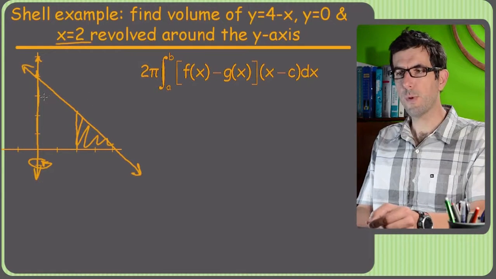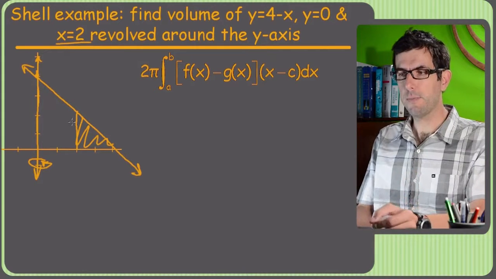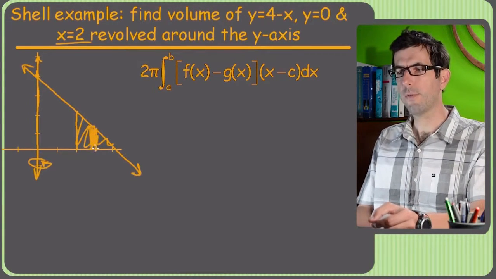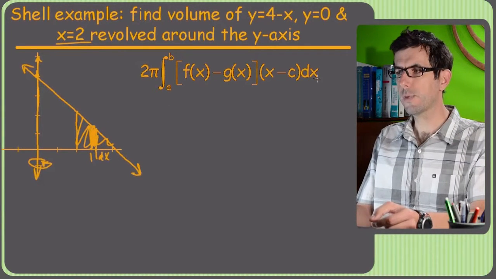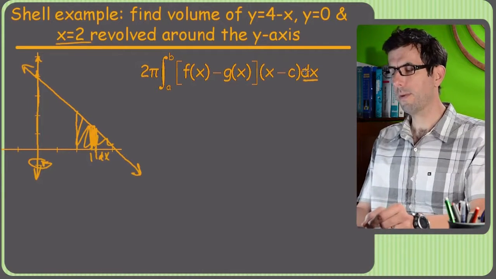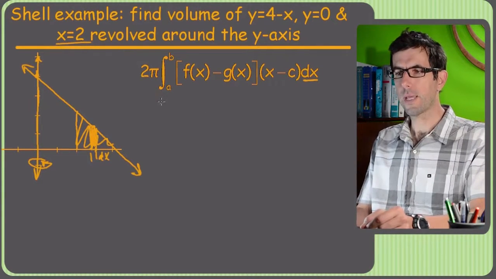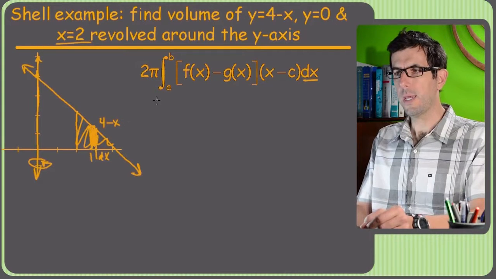All right, so just when we're working with the shell method, our representative rectangles go parallel to the spin axis. So I've got vertical representative rectangles for this region, which means, of course, they're in the dx. That width is dx. That's why I'm using the dx version of the formula. So what's up next? It looks like I can just plug and chug, because this line is 4 minus x. It's my function. And everything else is defined.